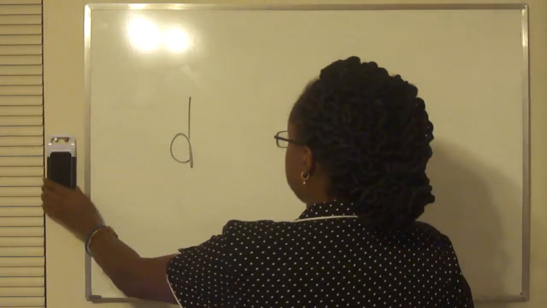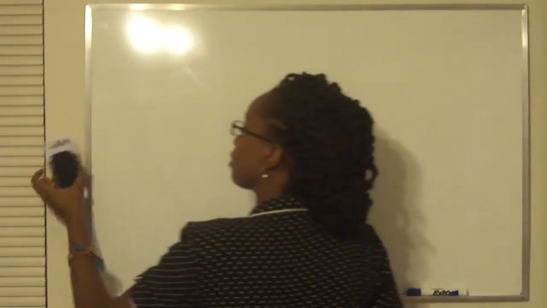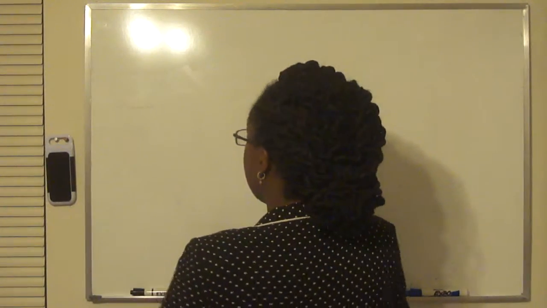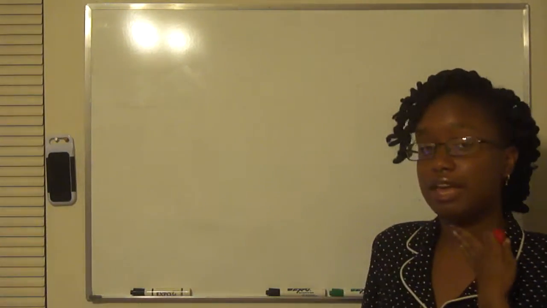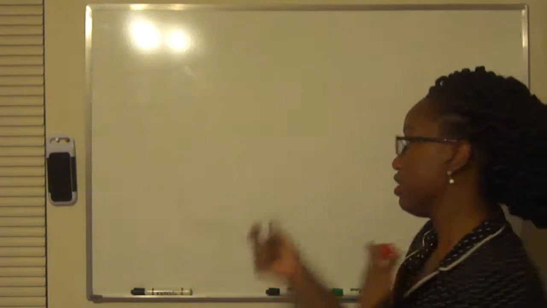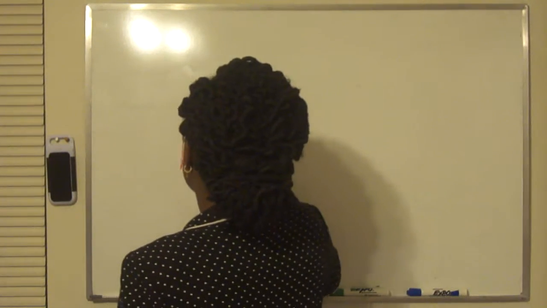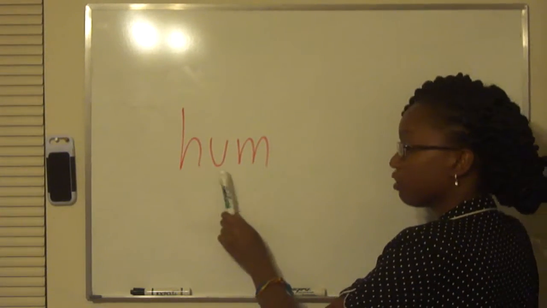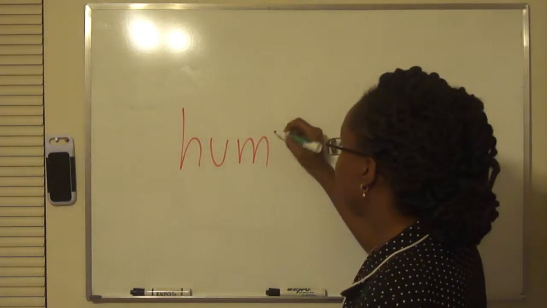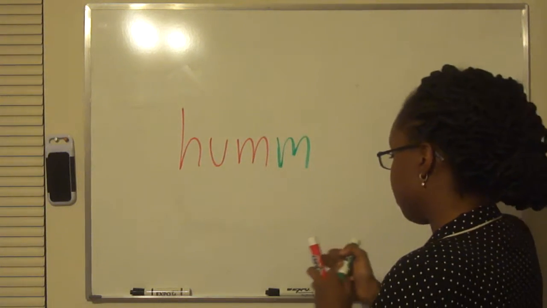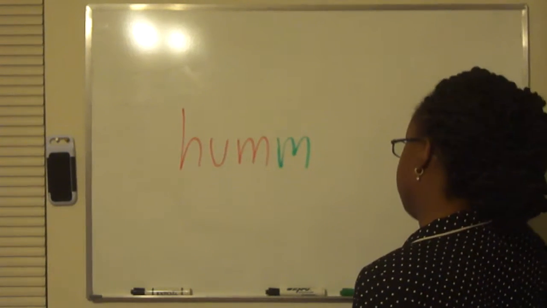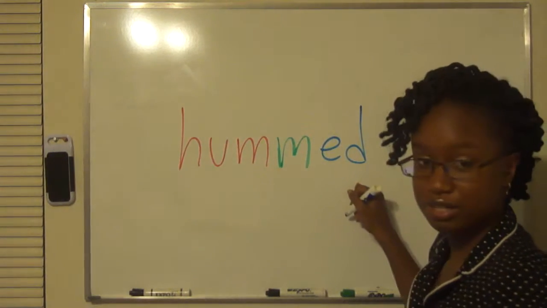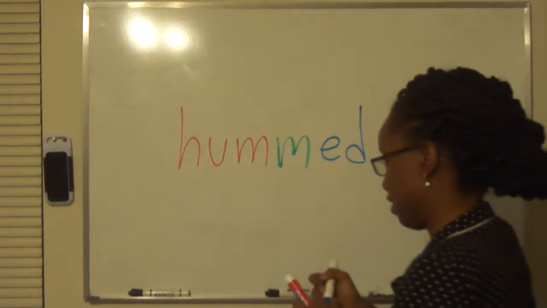So let's give some examples. So the word hum. Hum, the letter M, has a voice. You can feel it in your throat. Okay? And since hum has a short vowel sound, you have to add a double consonant before you add the ED ending. So it becomes hummed, hummed. Alright?